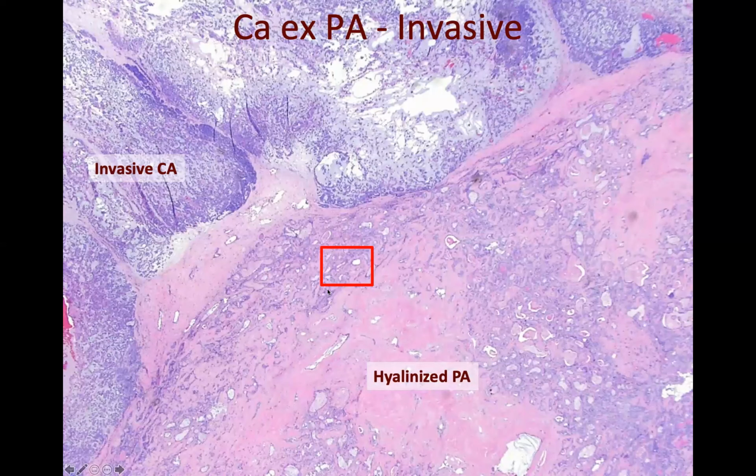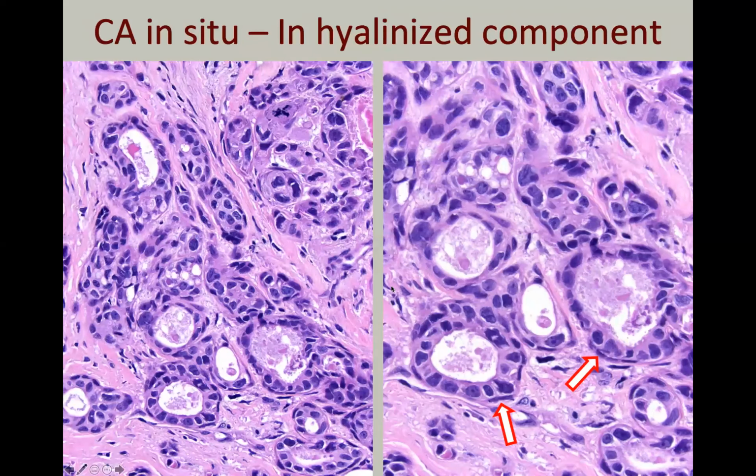So if we look at these residual ducts on higher power, we will see evidence of that same in situ component, right? So here are the ducts with peripheral flattened myoepithelial cells, but the epithelial cells have severe cytologic atypia and mitoses, right? So this to me is good evidence that this is how it starts. This intraductal component that we see evidence for in this invasive cancer starts as an intraductal malignant neoplasm, and then it invades.